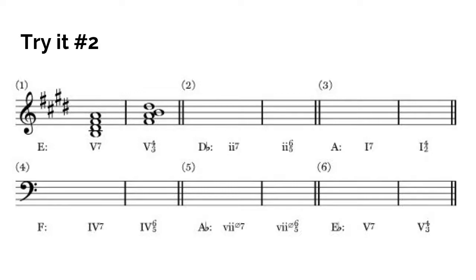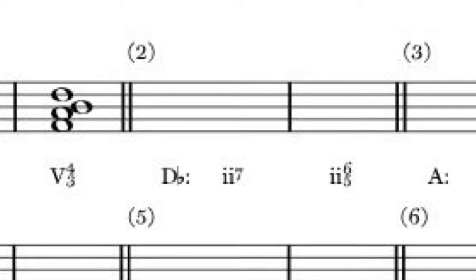All right, for each of these below, you're going to write the inversion that it asks for. So first up, let me change my color pencil here. We have the key of D flat. The two chord is based on here. So let's write our key signature: a B flat, and then we need a G flat. Boom, 2-7. Let's write it in first inversion.